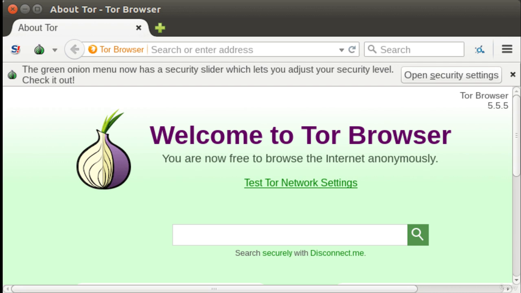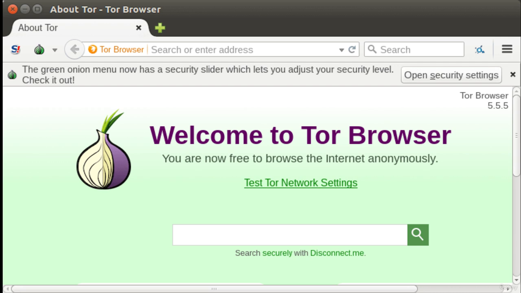So what is Tor actually? Tor is free software and an open network that helps you defend against traffic analysis, a form of network surveillance that threatens personal freedom and privacy, confidential business activities and relationships, and state security.